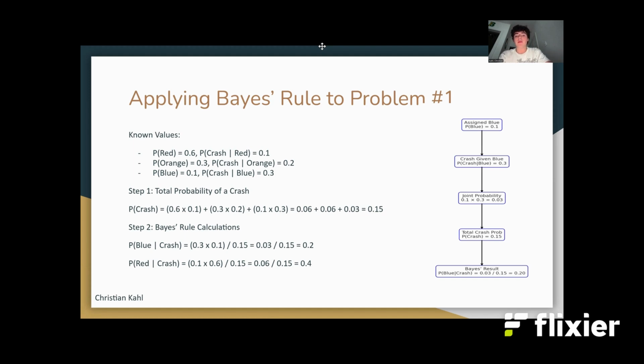Now, let's figure out the big questions. What's the chance Cynthia was using blue, given that her program crashed? According to our formula, it's a 20% chance she had blue. And for red, it's 40%. So even though blue crashes more often, red is more likely the one Cynthia used, because more people were using it. That's what Bayes' rule helps us figure out. Not just likelihood, but how likely something is once we've seen what happened.